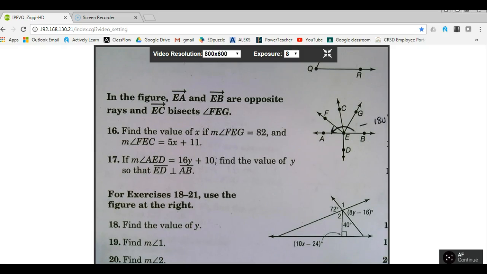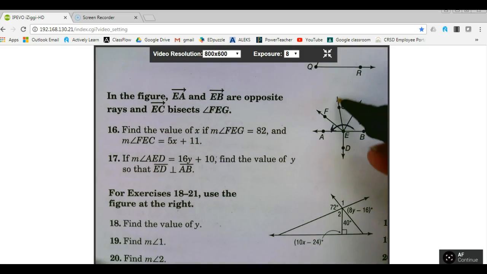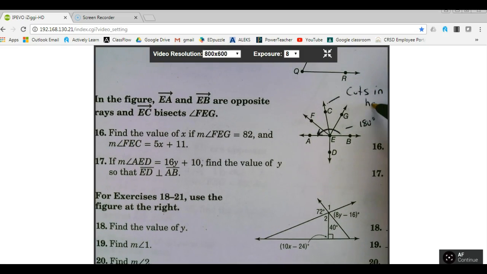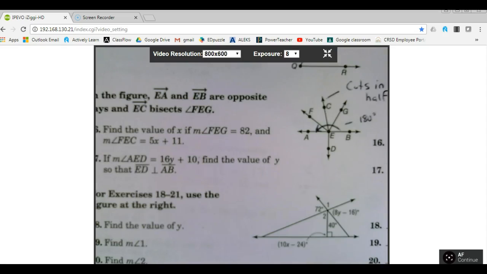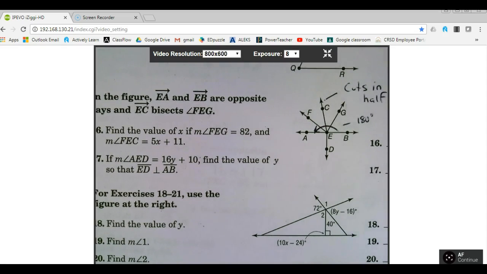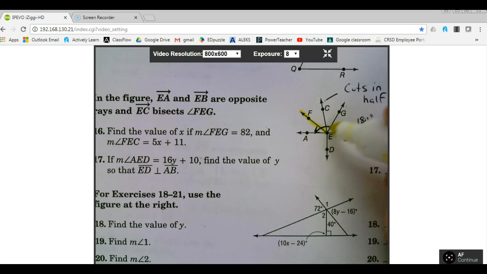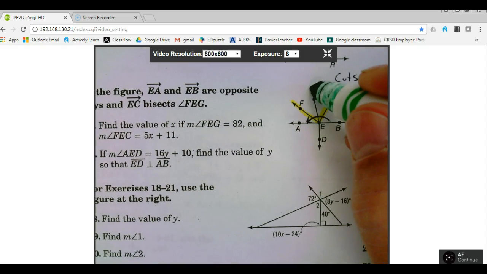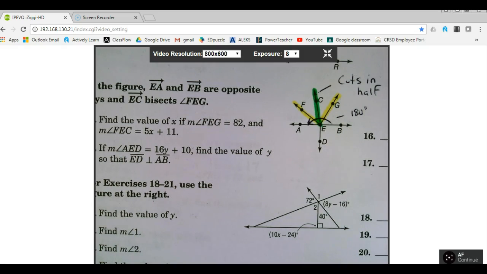And then it also tells us that EC bisects FEG. Here's EC and here's FEG. So this is a bisector, so that means it cuts it in half. If you were to draw this FEG here in yellow, we would see that EC, that bisector, will cut that perfectly in half. So then the angles FEC and CEG would be the same measure.